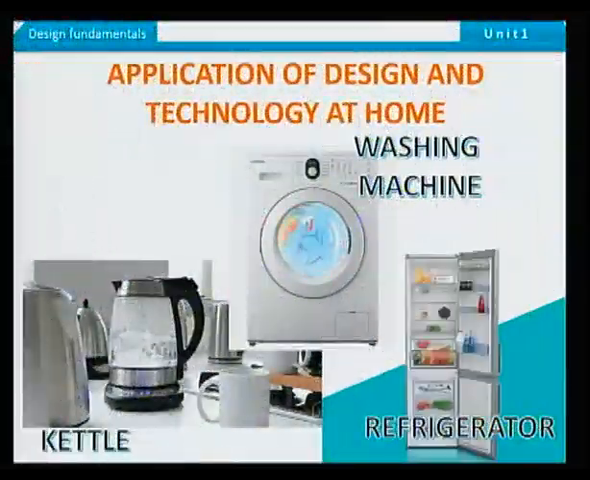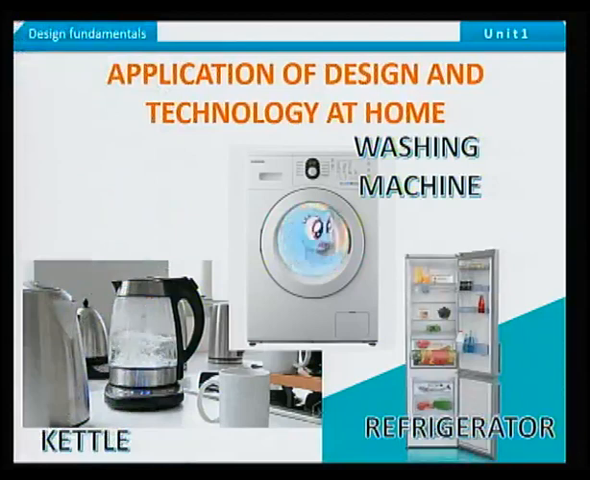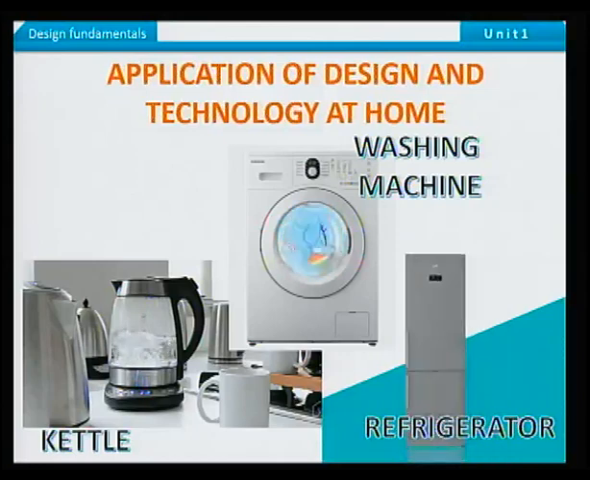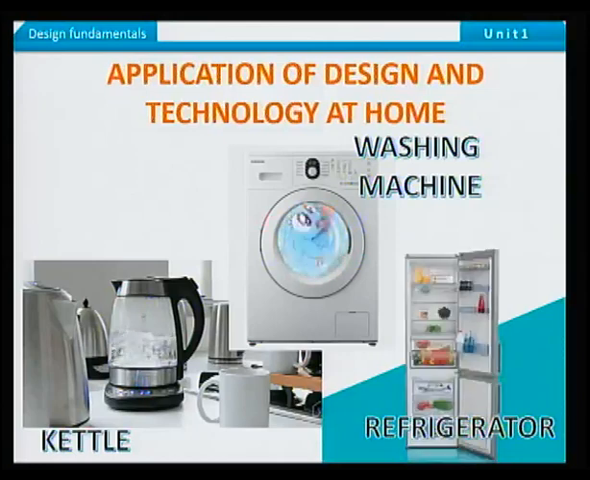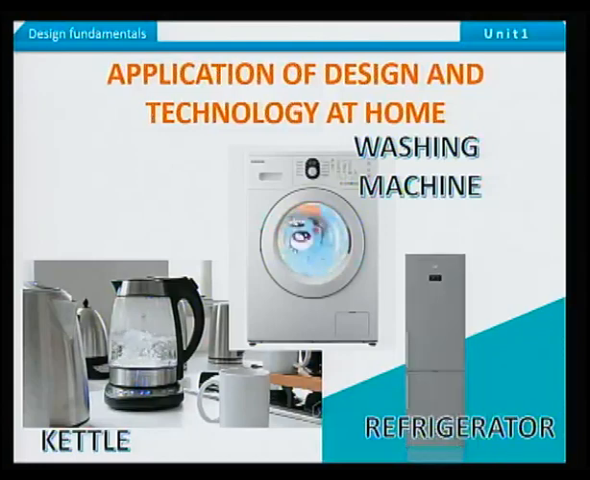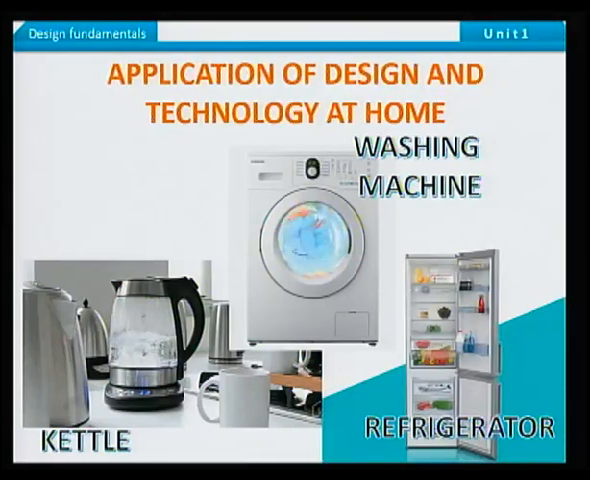Now, you know what design and technology is all about. Let us consider some applications of design and technology in everyday life. At home, we have a variety of home appliances that make our life easier. There are oven, microwaves, washing machine, refrigerator, pumps, and many other devices. Do ask your parents about other facilities that you have at home.